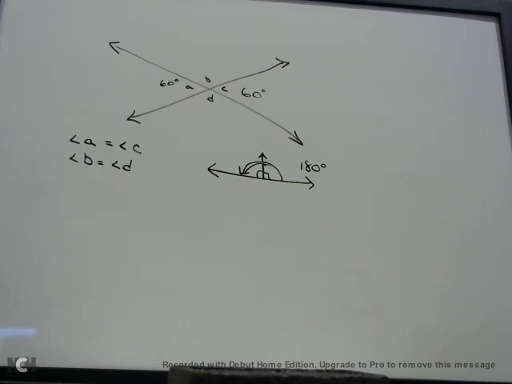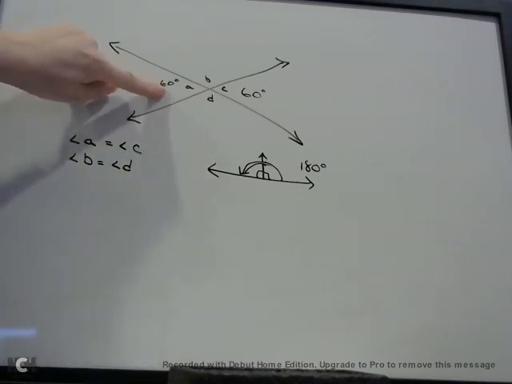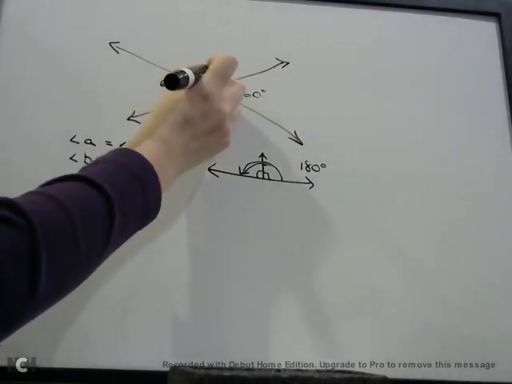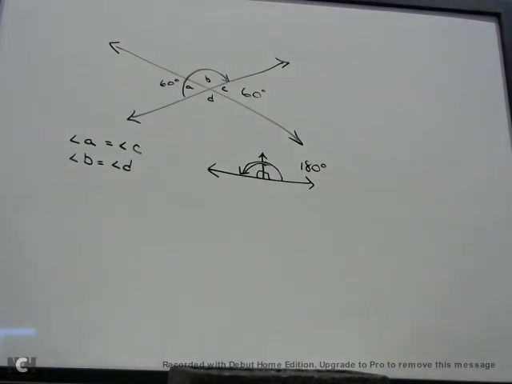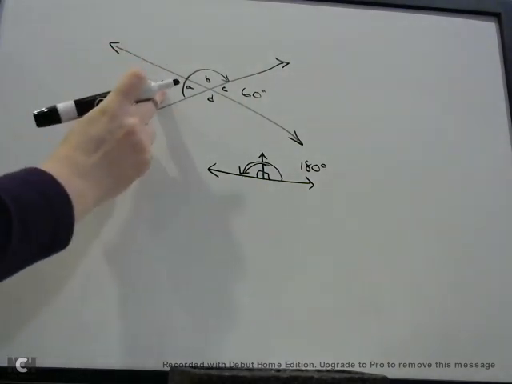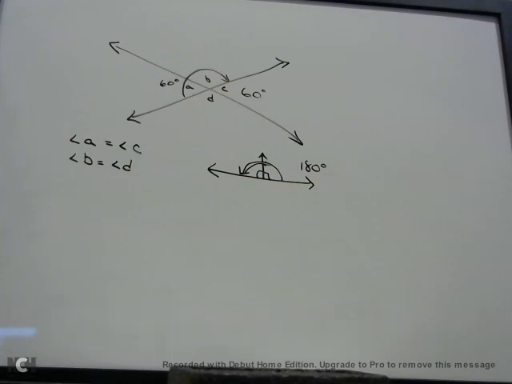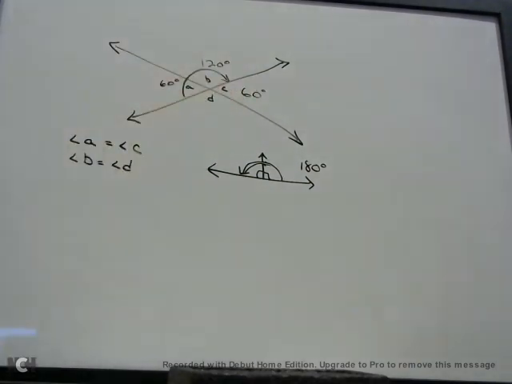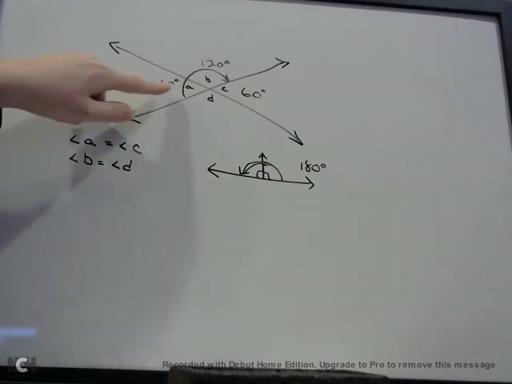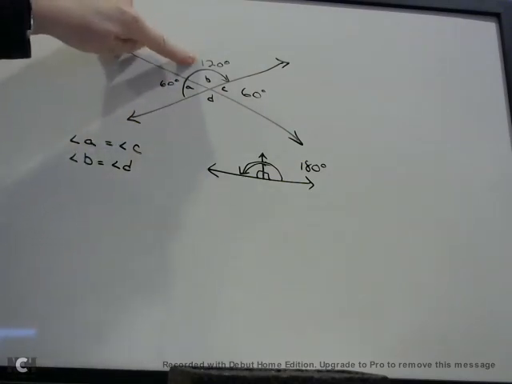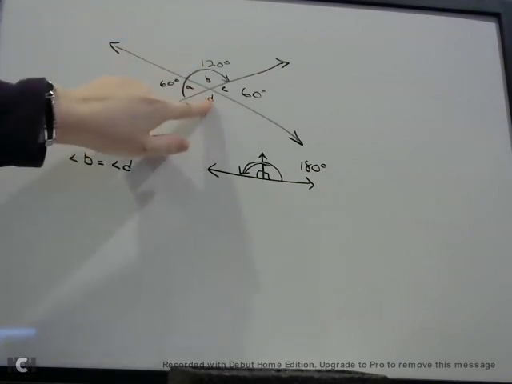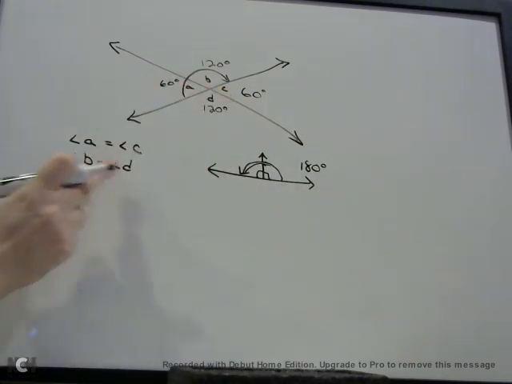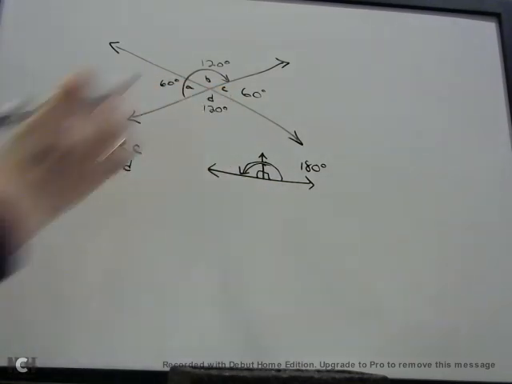That's important to know because here, if we know this is 60 degrees, here's a line. From there to there is 180 degrees. So if this is 60, then this has to be 180 minus 60. It has to be 120 degrees. It has to be supplementary. So if this is 60 degrees, we know this is 120 degrees, but now we also know that D is 120 degrees, because remember, angle B and angle D are the same.